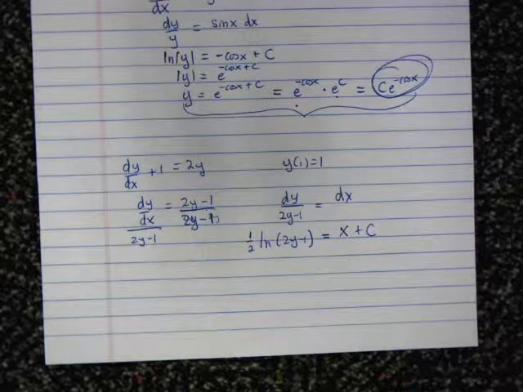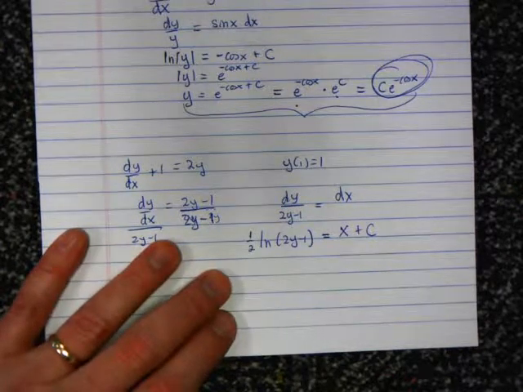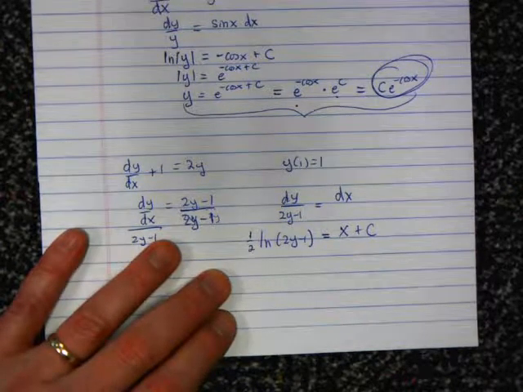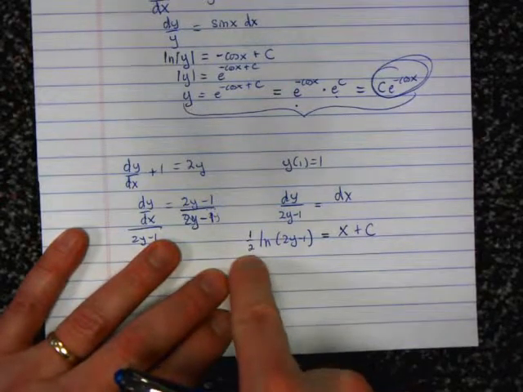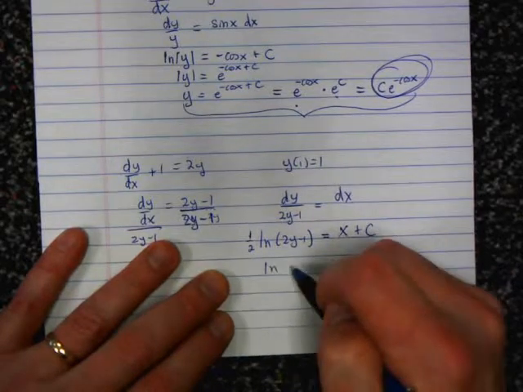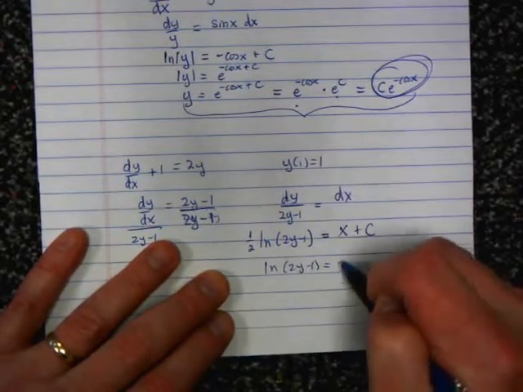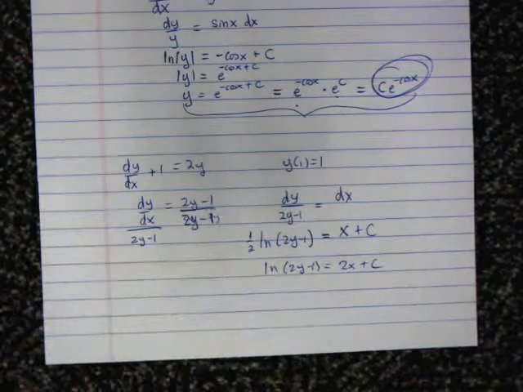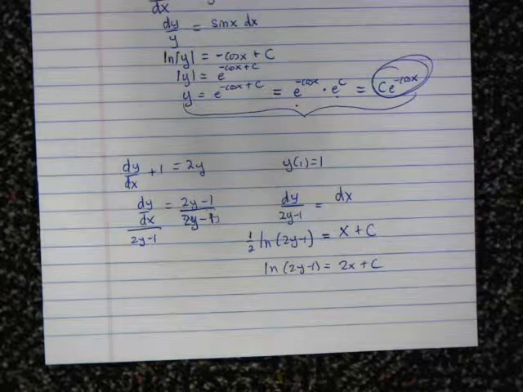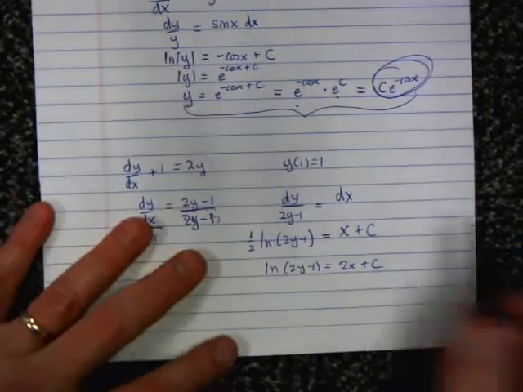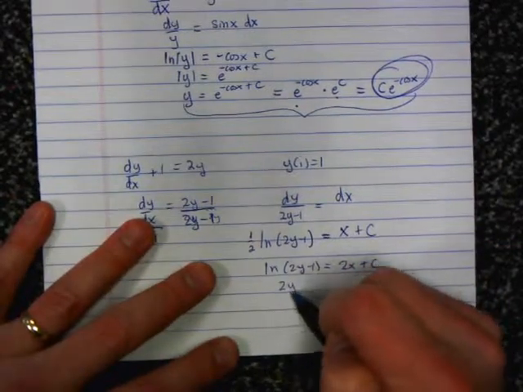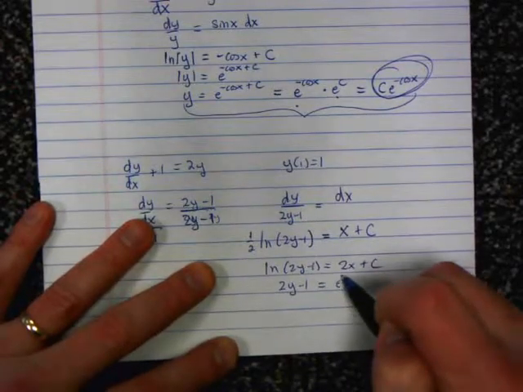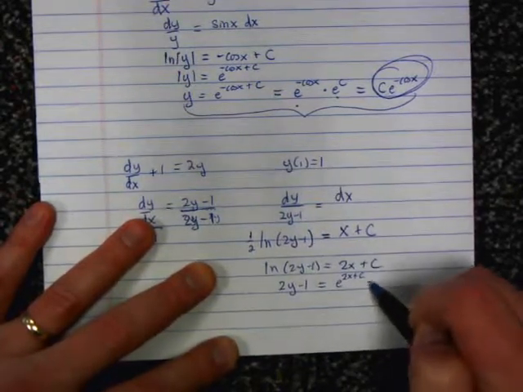All right, then if I can, I'd like to get the y all by itself. Can I get the y all by itself? Yeah, you can e both sides. Before I do e on both sides, I think I'd multiply by 2 to get rid of that fraction. So ln of 2y minus 1 equals 2x plus c. Same trick, we multiplied c by 2, but a number times 2 is still just a number, so we call it c. Do e on both sides. 2y minus 1 equals e to the 2x plus c.